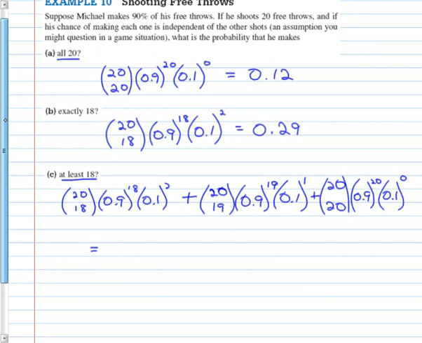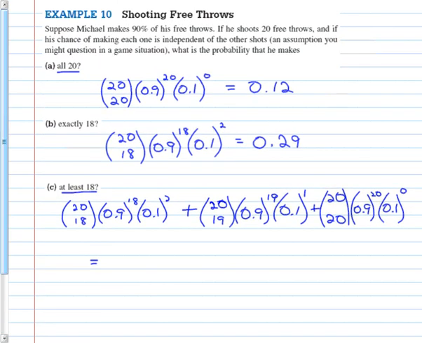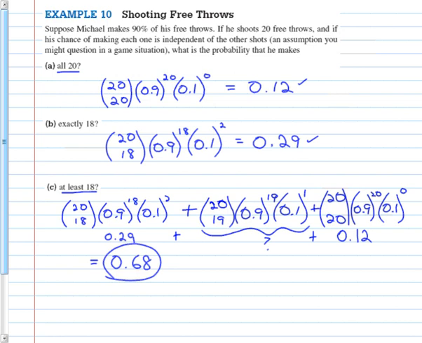18, 19, or 20. Well, all 20 was this one, and exactly 18 was that one. So really the only thing that we don't know is this one right there. This one's 0.27. So the total is 0.68. So you've got a 68% chance of making at least 18.